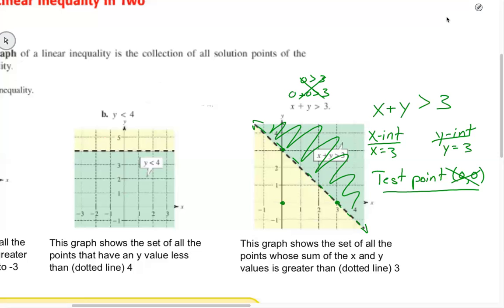Two ways to do it. One way, you put your equation in y equals mx plus b, and then you can look at your y-intercept and determine whether you're shading above or below. The second way is you pick a test point and plug it in. If the test point works, you shade on that side of the line. If it doesn't work, you shade on the other side of the line. The test point I always pick is something with 0, like 0, 0, 0, 1, 1, 0, something like that.